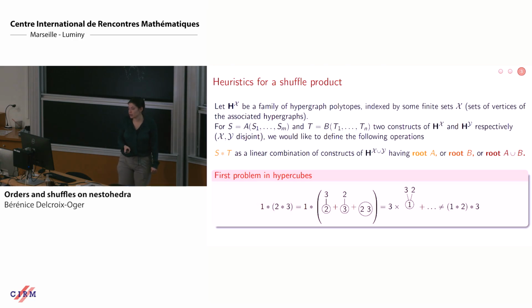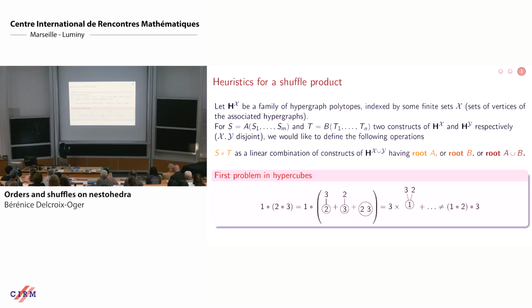So for hypercubes, we want to have a tridendriform algebra. We want this shuffle product to be associative, and to have an associative product here, we can't just sum up constructs like we did. In fact, what works is taking the sum of constructs having root A, constructs having root B, and removing constructs having root A union B. So this equality is not satisfied if here is a plus, and it will be satisfied if it is a minus.